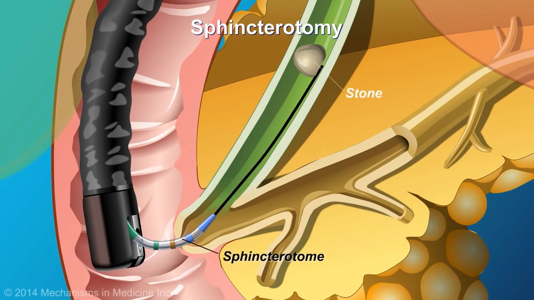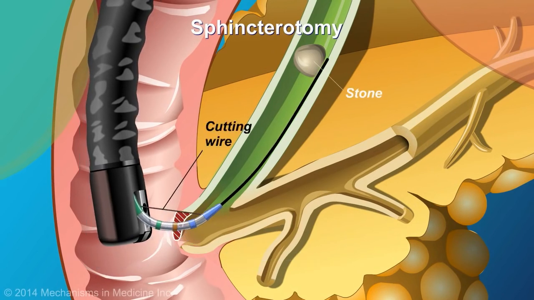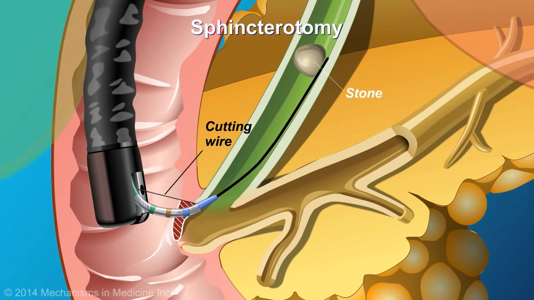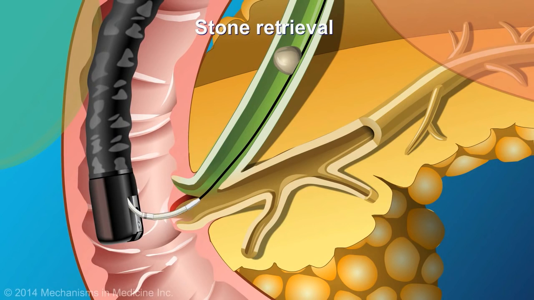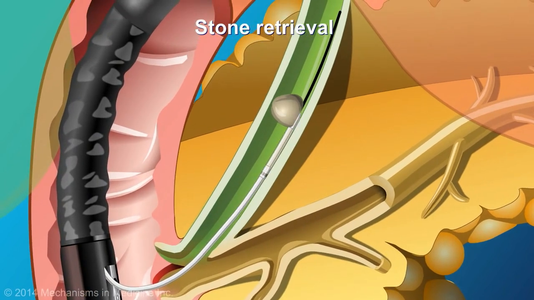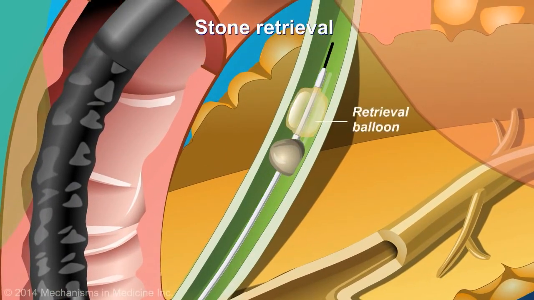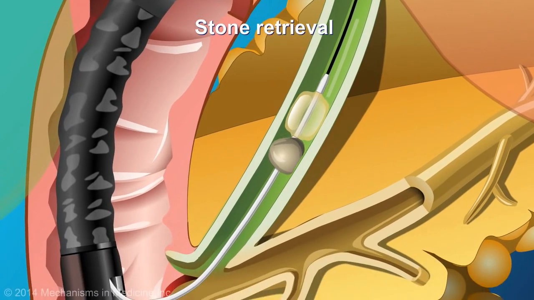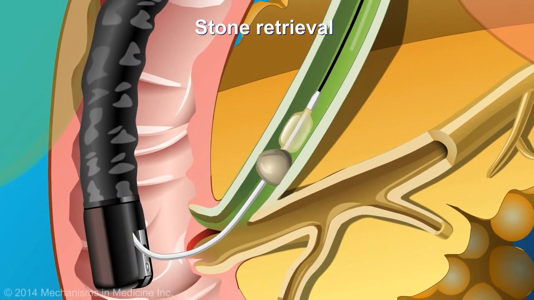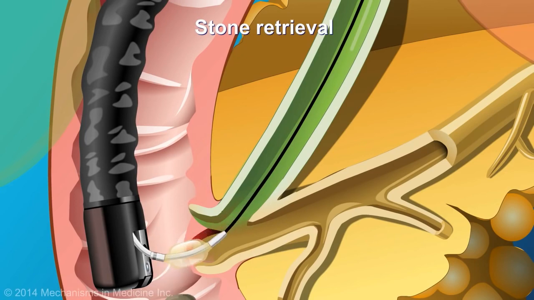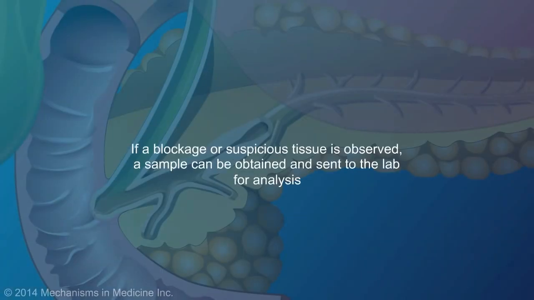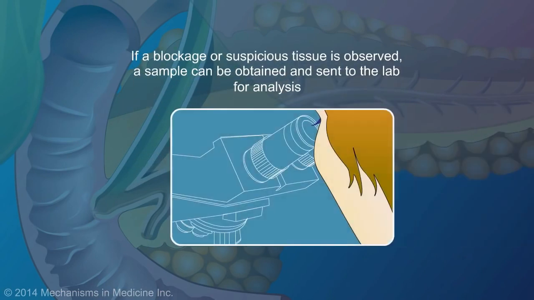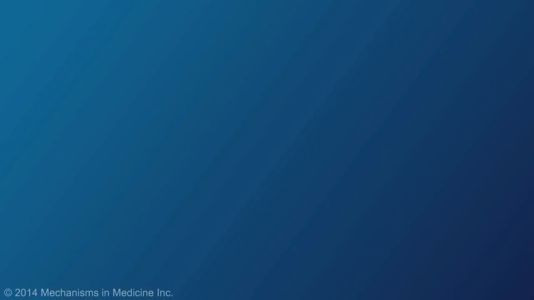If a stone is identified in either the pancreas or biliary tree, it can be removed by cutting the sphincter muscle within the major papilla. This is called a sphincterotomy. The stone is removed by pulling it out of the duct and into the small bowel, using a balloon to sweep and clean the duct. It can then pass out safely with the stool. If a blockage or suspicious tissue is observed, a sample can be obtained and sent to the lab for analysis.